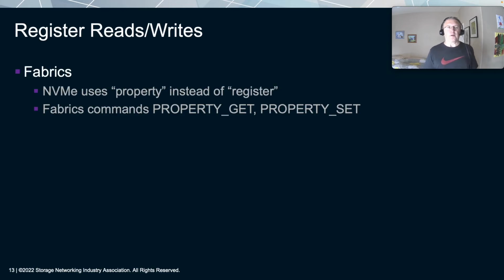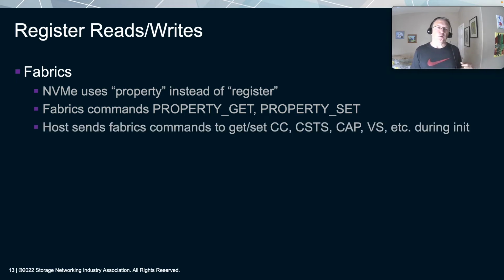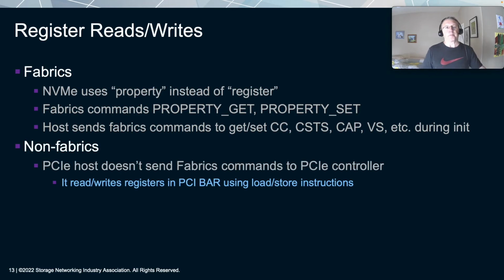Next, register reads and writes. In NVMe, we use the term property instead of register, but they're effectively the same. In Fabrics, the host will send property get or property set commands to either read from or write to registers like controller configuration, controller status, capabilities, version, etc. So it'll send a bunch of these commands during initialization, and then the target will process them.